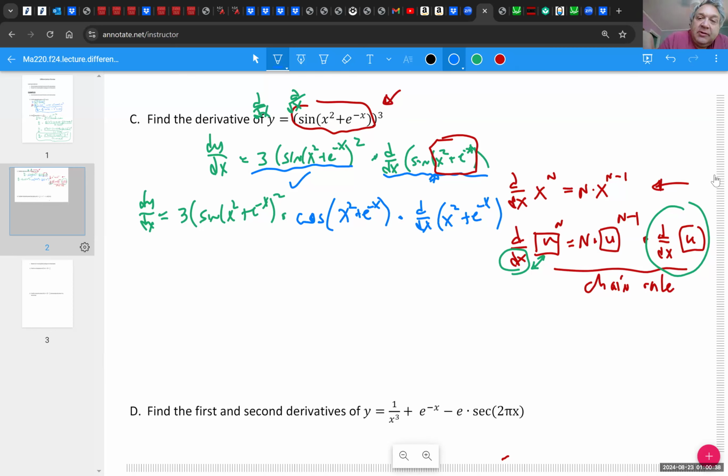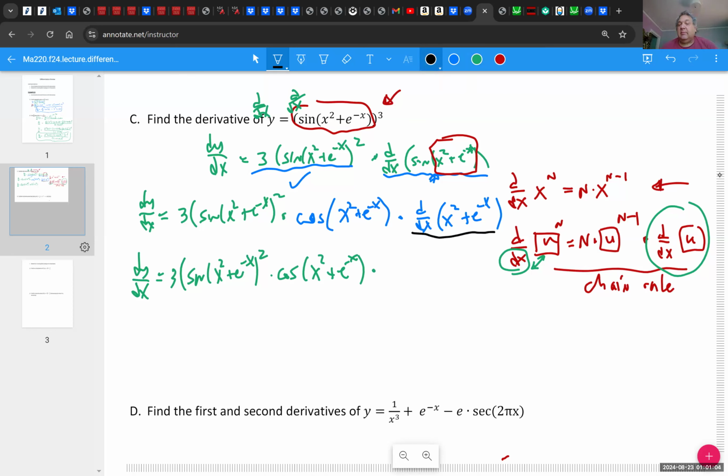All right, so continuing on our little journey here, dy dx. If someone told you that math wasn't tedious, they are lying to you. I'm going to write all this stuff just so I don't lose track of it. Now I have to differentiate this last part right here, the derivative of x squared plus e to the minus x.